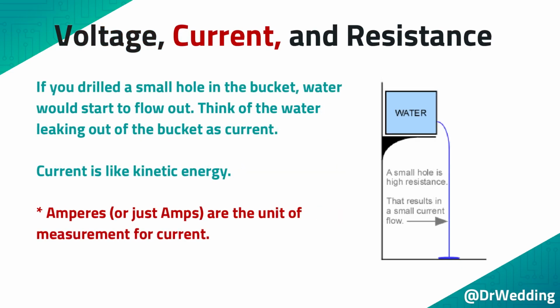If you drilled a small hole in the bucket, water would start to flow out. Think of water leaking out of the bucket as current. It should be easy to remember because current is the same term that is used to describe water moving in a river. If you think of voltage as potential energy, then current is like kinetic energy. Note: amperes, or just amps, are the unit of measurement for current.